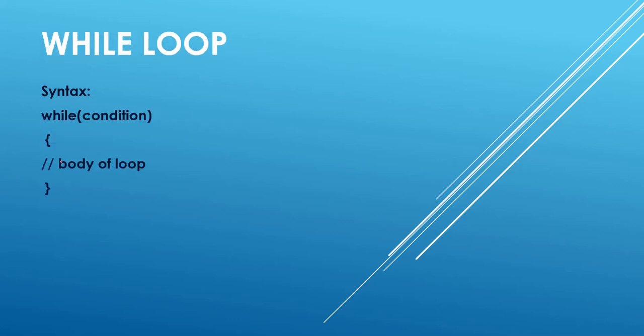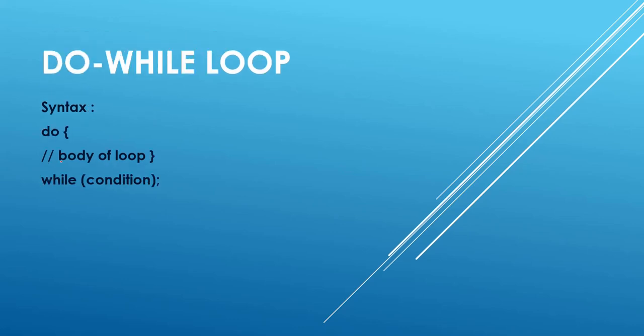And next one is while loop. The syntax of while loop is while, condition, and body of the loop. So while a particular condition is true, condition is always a boolean expression whose value is evaluated each time, for every iteration. And if the condition is true, only then the body of the loop is executed. So this is how the while loop looks like.